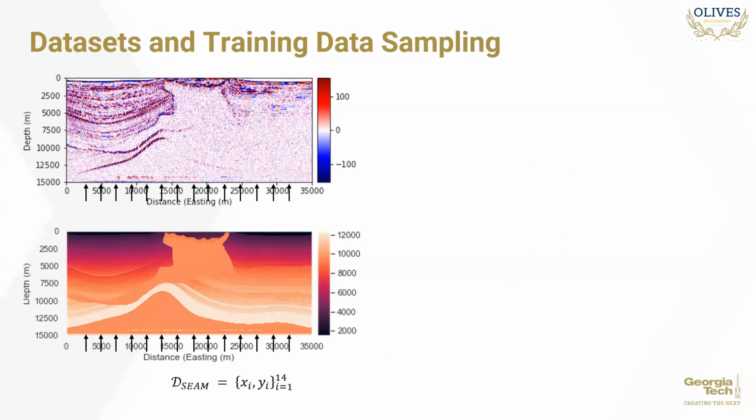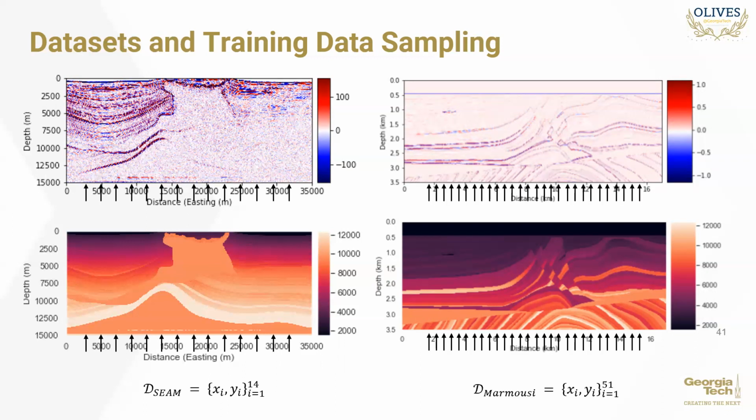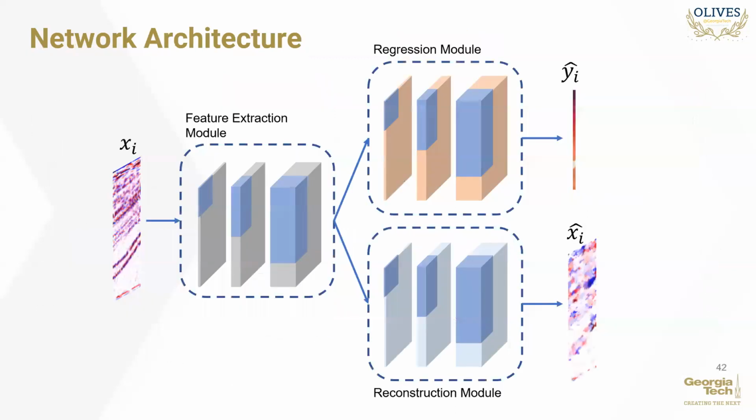The second data set that we have is another commonly used data set by the industry called the Marmousi data set. And likewise, we have the seismic as shown above, and then we have the ground truth property model for the seismic also shown below. For this data set, we sample a total of 51 different well logs, at 51 equidistant well positions. We would have the associated seismic patches, and then the well logs associated with these well points.